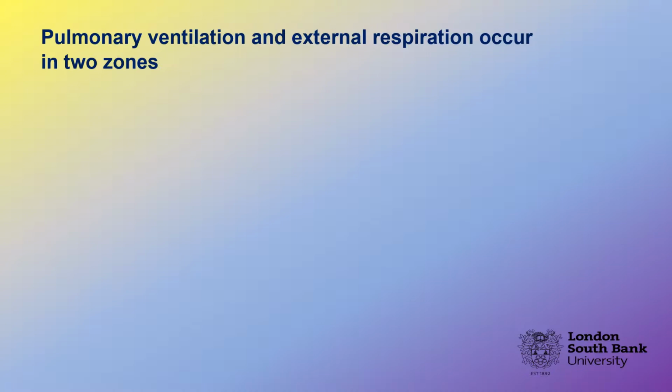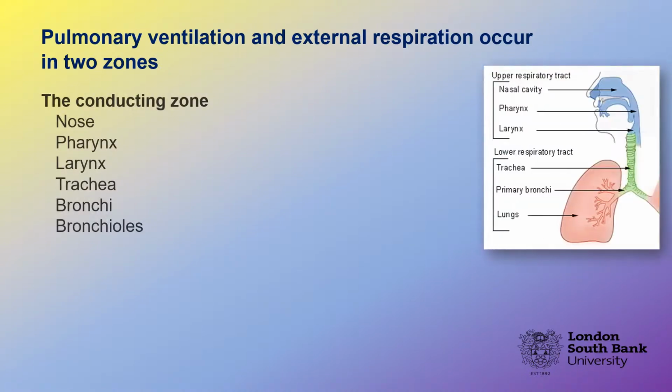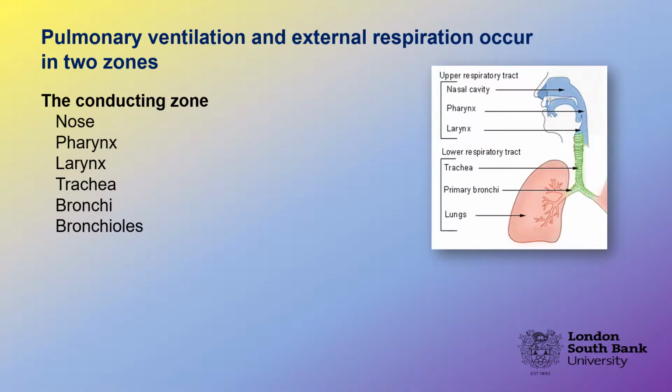So we have 2 different zones in terms of the respiratory system. The first really is the conducting zone. This is where air as a compound gas moves through. So of course it starts at the nose, the mouth, down the pharynx, larynx, trachea, and finally into the bronchioles. So this is differentiated as the conducting zone.